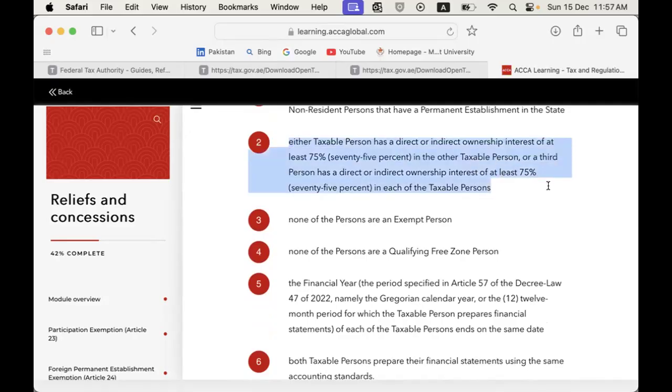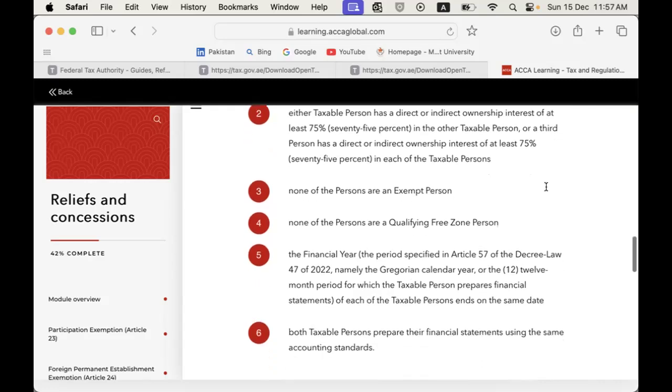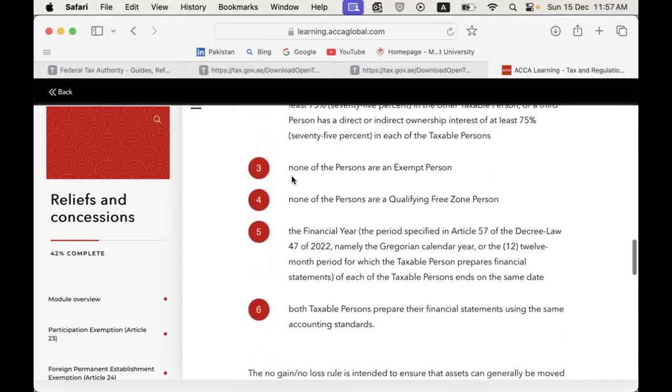Is the concept of this paragraph clear to everyone? It can be only one company owning 75% in the other company, or a third person owning at least 75% in each of those companies. Another condition is none of the persons are an exempt person or qualifying free zone person.